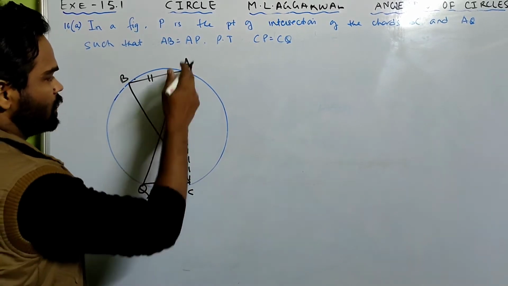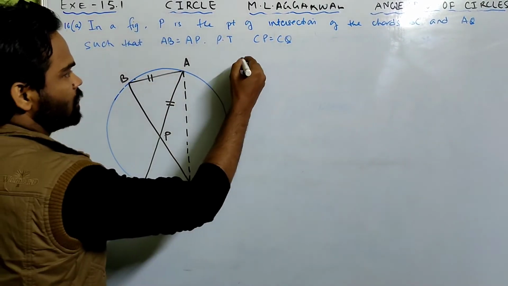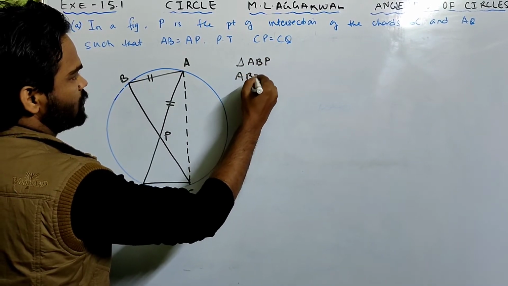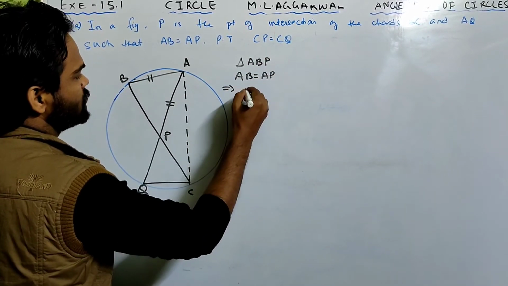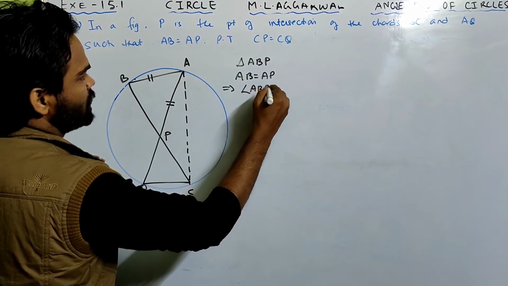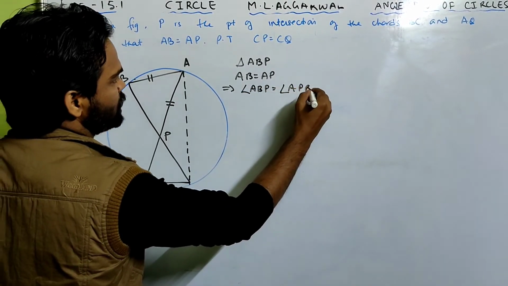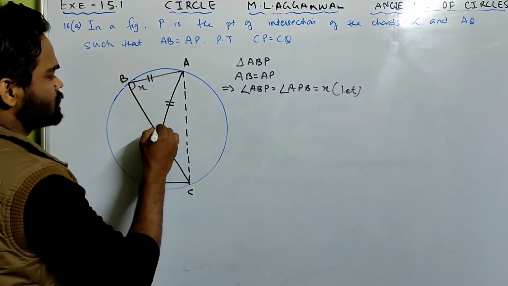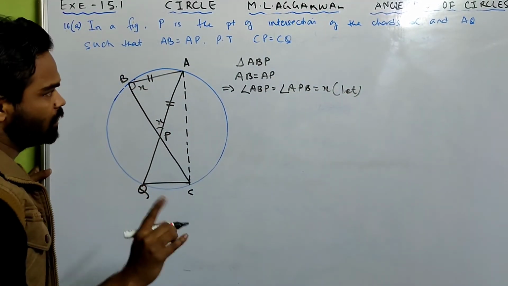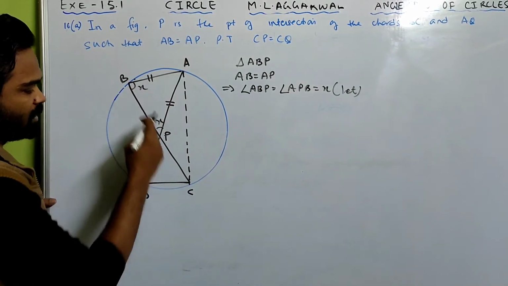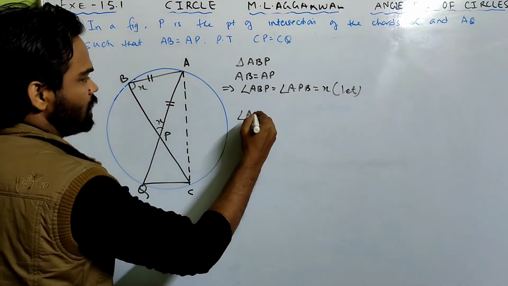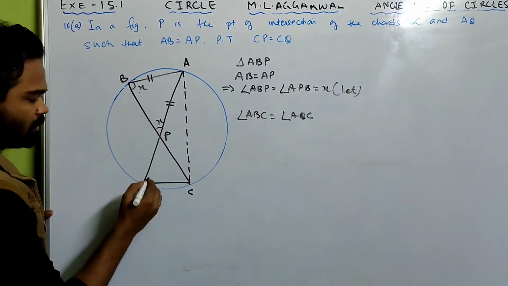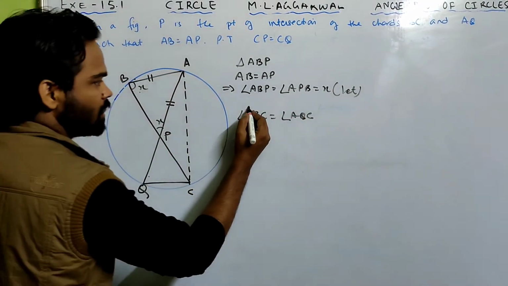Now look carefully. In this triangle ABP, AB equals AP, which simply means that angle ABP is equal to angle APB, suppose equal to X. So this angle is X and this is X. Now look carefully. Angle ABC is equal to AQC. This angle and this angle are equal. Same segment, AC.